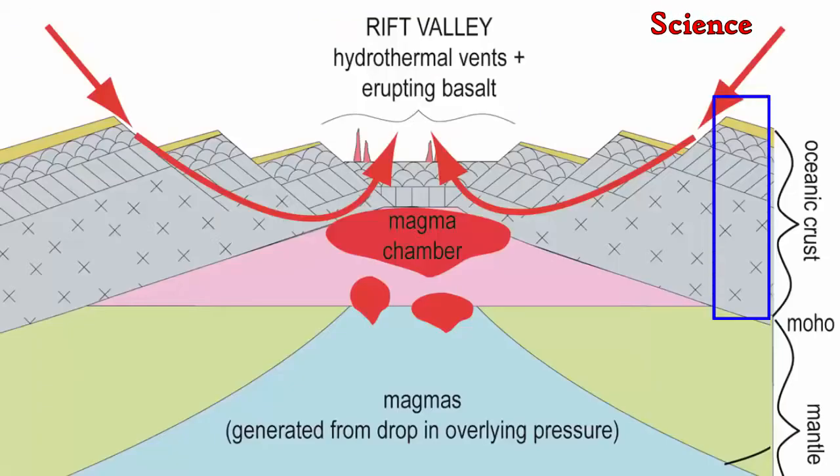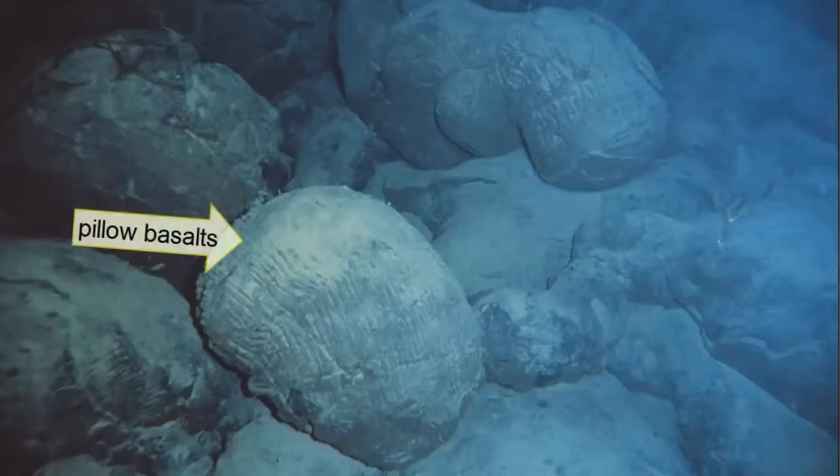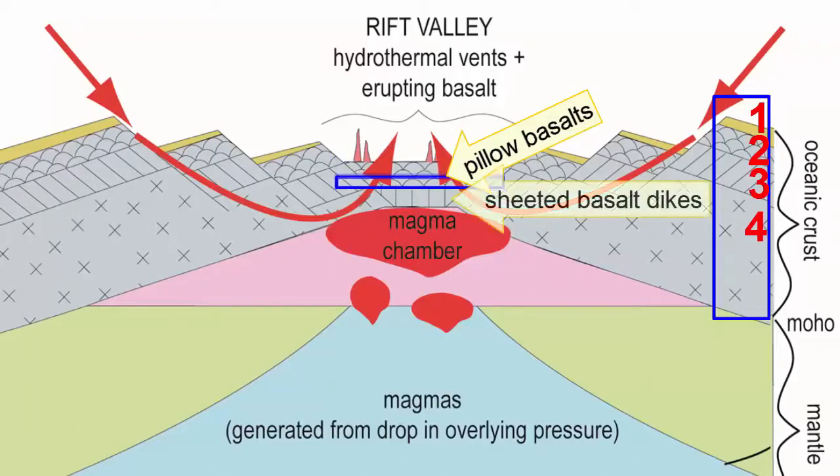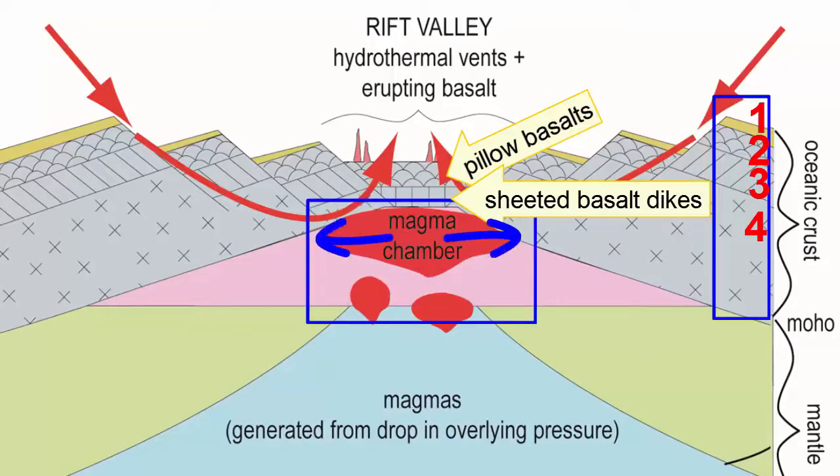The new ocean crust that forms at these ocean ridges consists of four main layers. The magma that erupts on the seafloor cools quickly under high-pressure, cold water and forms structures that look similar to hardened toothpaste squirted out of a tube. They're called pillow basalts. The cracks in the crust that fed the magmas to the surface cool to form vertical walls of basalt called sheeted basalt dikes. The chambers that hold the magmas under these ridges will also spread.